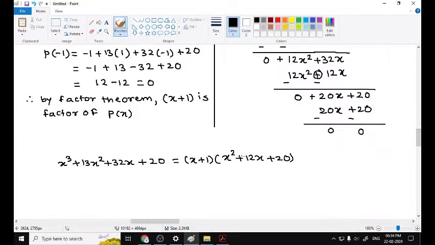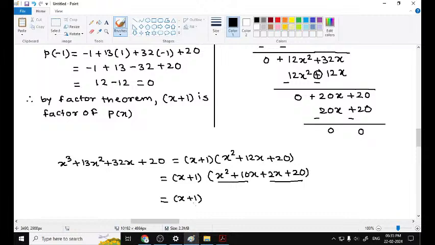The C term is positive and the middle term is also positive, so the numbers which will split this 12x are both positive, and their product will be 20 because the coefficient of x square is 1. 1 into 20 is 20 and the sum is 12. Such two numbers are 10 and 2. Addition is 12, product is 20. Therefore, this is x plus 1 into x square plus 10x plus 2x plus 20.